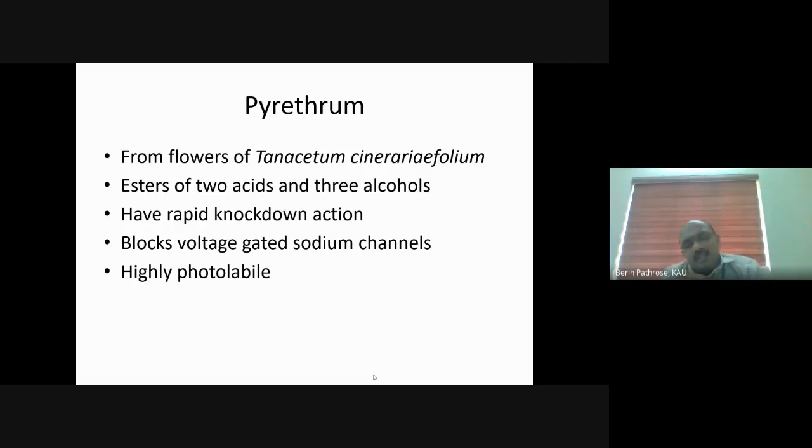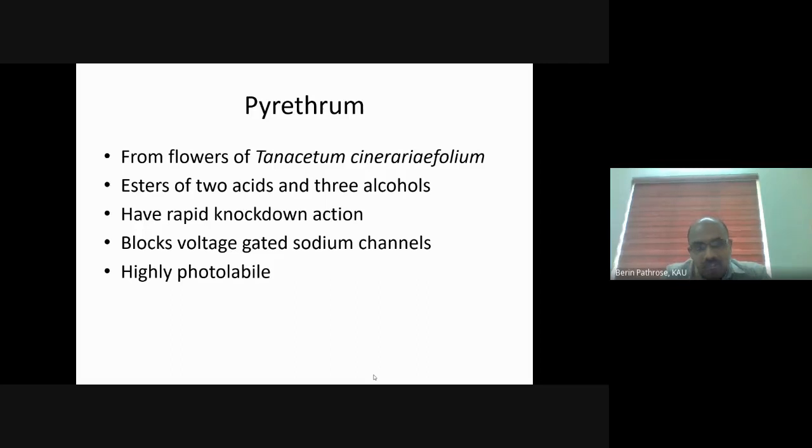Next is pyrethrum. Pyrethrum is one of the age-old botanicals used, from flowers of a plant called as Tanacetum cinerariifolium. You might have studied it as Chrysanthemum cinerariifolium. The genus name is changed to Tanacetum cinerariifolium. This pyrethrum has two acids and three alcohols. We will discuss about the acids and alcohols when we discuss about synthetic pyrethroids. Just remember that pyrethrum consists of esters of two acids and three alcohols.